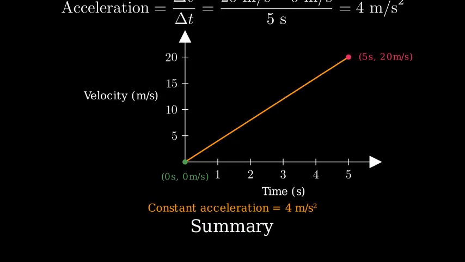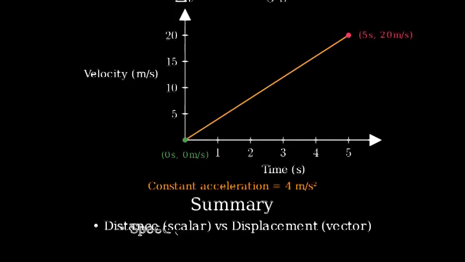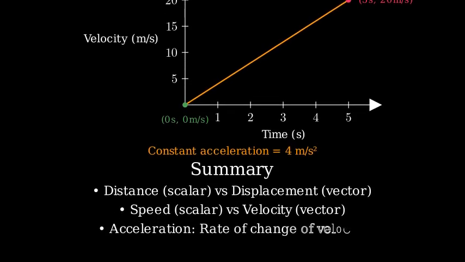Let's summarize what we've learned. Distance is a scalar quantity that tells us the total path length, while displacement is a vector quantity that gives us the straight line distance and direction from start to finish. Speed is a scalar that tells us how fast something is moving, while velocity is a vector that includes both speed and direction. Acceleration is the rate of change of velocity, telling us how quickly an object's velocity is changing.